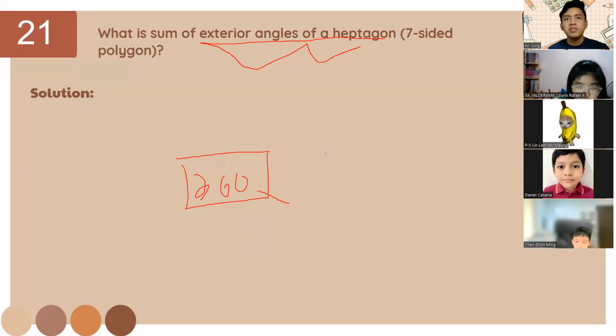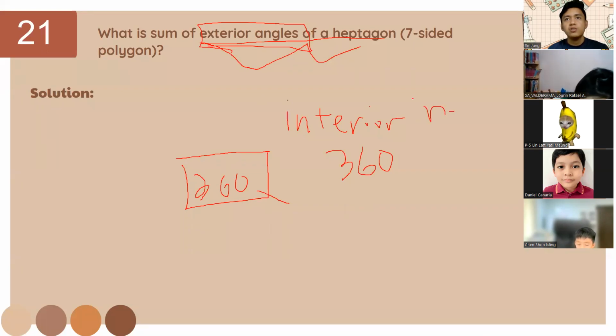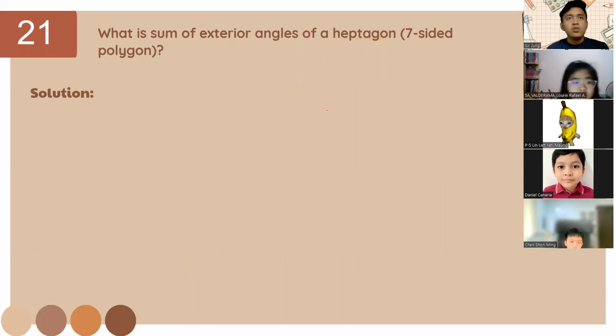The answer here should be 360. Exterior angles of any polygon is always 360. So if you are asking for the interior angle, that should be n minus, what was it again? n minus 1 times 180, right? If I'm not wrong. If it asks for the interior angle, it should be this formula, n minus 1 times 180. So no more questions, right? So we'll proceed to number 22.